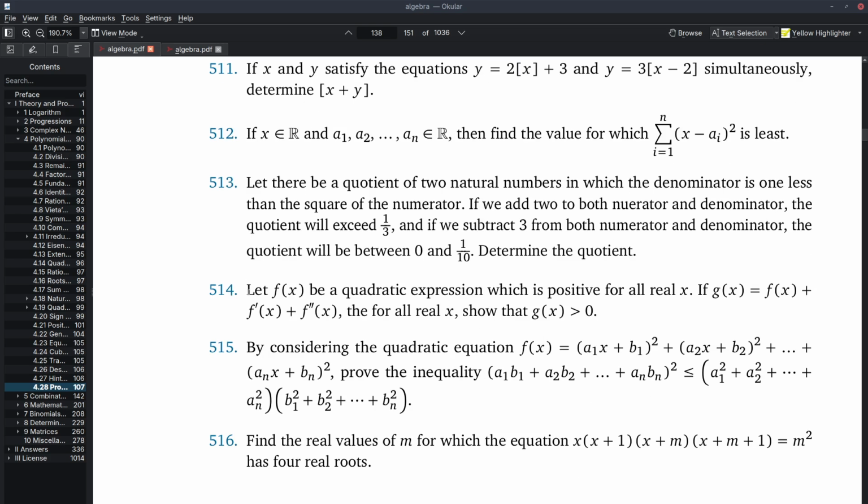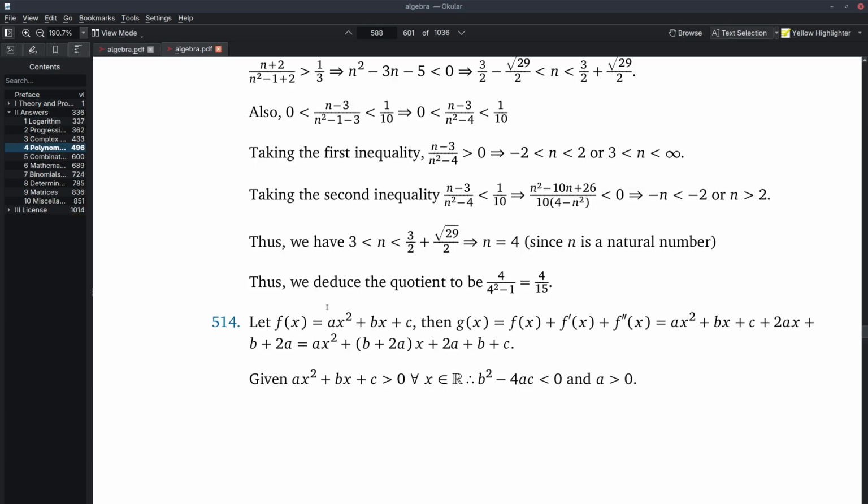Question 514 says: let f of x be a quadratic expression which is positive for all real x. If g of x is equal to f of x plus f prime x plus f double prime x, then show that g of x is greater than 0 for all real x. So f prime x means differentiation of f of x and f double prime x means double differentiation of f of x. So if you don't know calculus, you can skip this question.